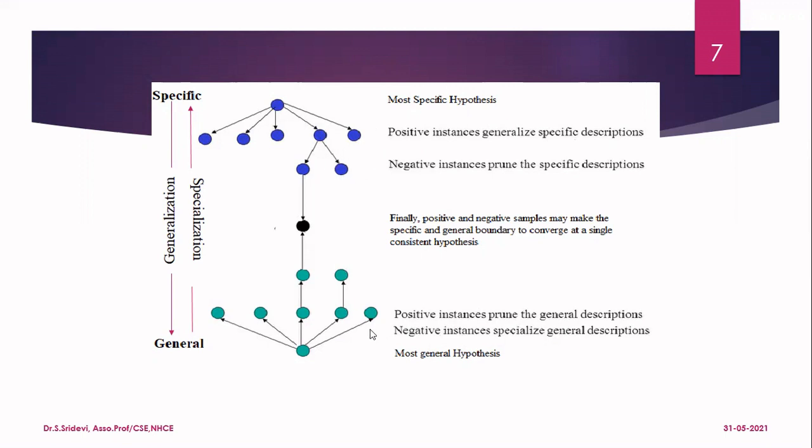So these are all the operations we are going to do with respect to the specific and general boundary. We start with the specific boundary, and every time we are going to do generalization. And in case of the general boundary, we are going to do specialization. Finally, the positive and negative samples make the specific and general boundary converge to a single consistent hypothesis. In that case, we have arrived at the final hypothesis, so we have to stop our algorithm.